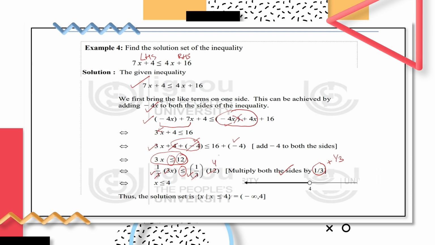So that means less than or equal to. Again, over here it should be a solid filled circle at 4 because it is included, and all the values of x which are less than 4, so minus infinity to 4. And 4 should be a solid filled circle over here. So this is how you are going to solve the inequalities.